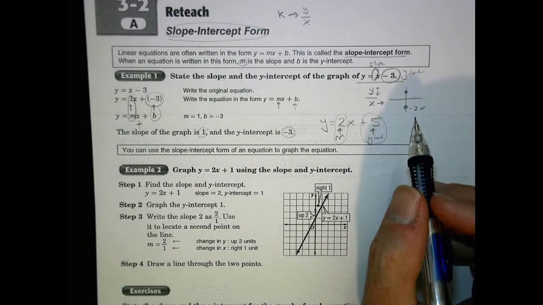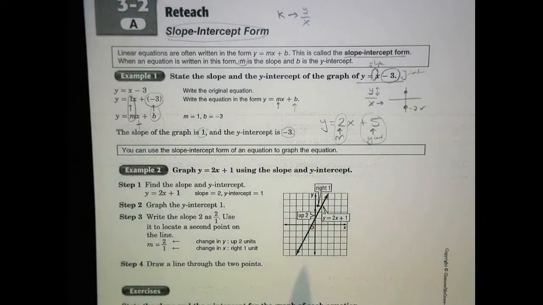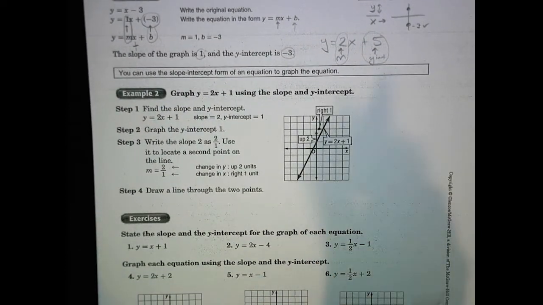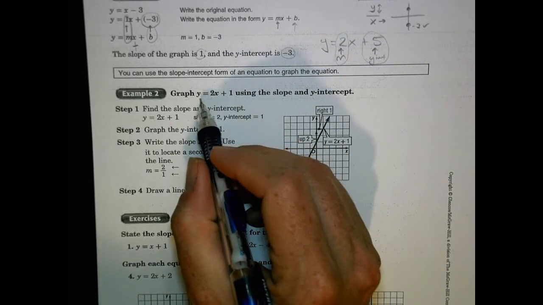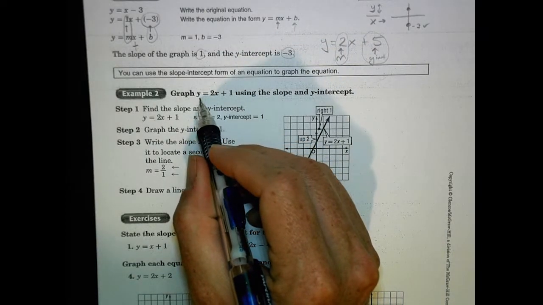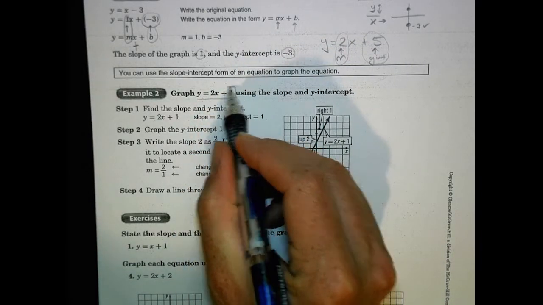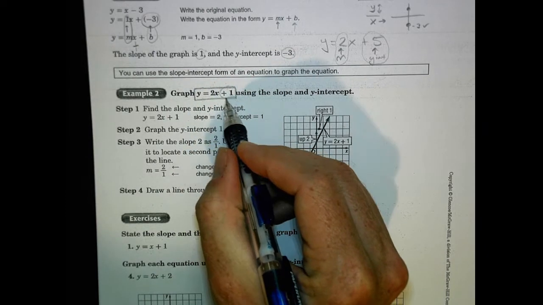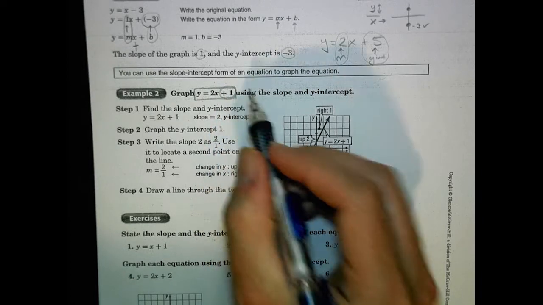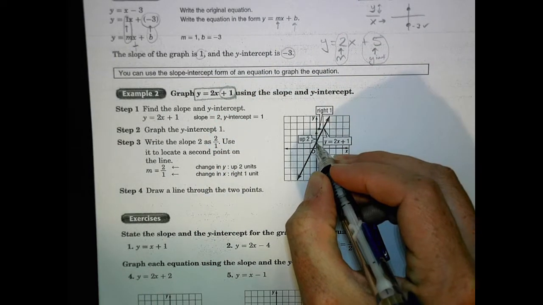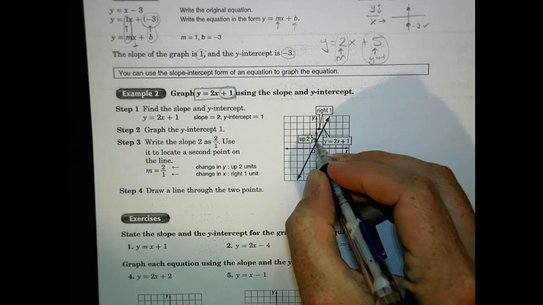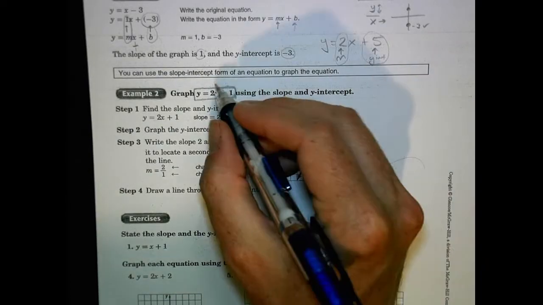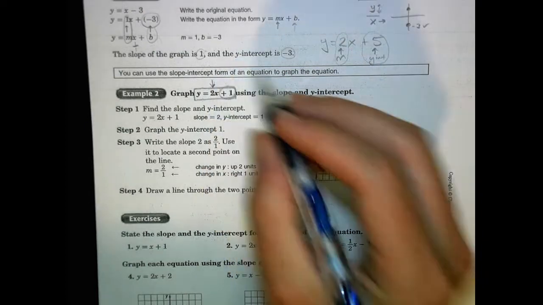You can also use the slope and y-intercept to graph the equation, and that's really what we're moving towards anyway. If I have to graph y equals 2x plus 1 using the slope-intercept form, first of all I have a point to start with. My y-intercept tells me I can start at +1 right here on the graph. This value here tells me what my slope is going to be.